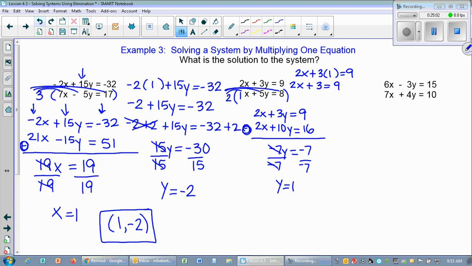I need to get the 2x by itself, so I will subtract 3 on the left, and I will subtract 3 on the right. 3 minus 3, they eliminate. 2x is equal to 6. We'll divide each side by 2, so we get a 1x. And 6 divided by 2 is 3. So my final answer is x is equal to 3, and y is equal to 1.